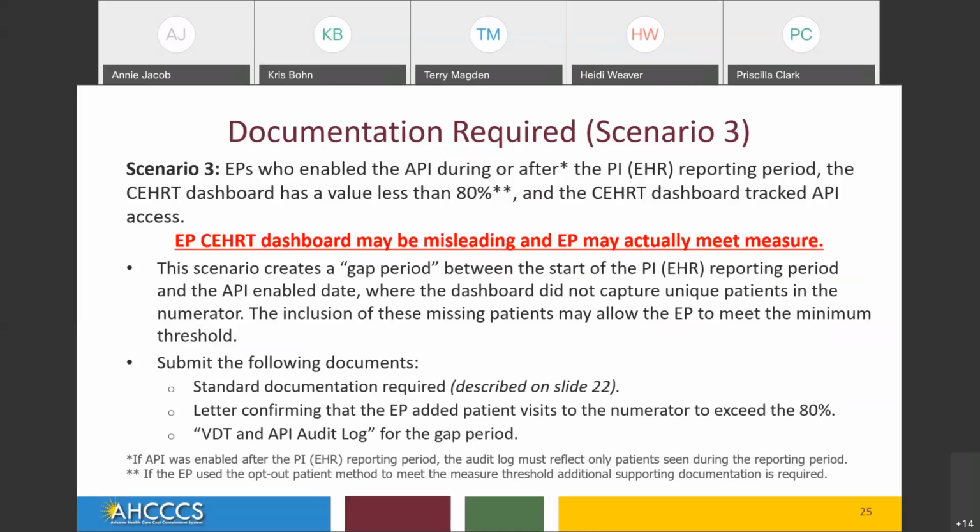EPs who fall into Scenario 3 must submit the following documents: the standard documentation as required and described on slide 22, a letter confirming that the EP added patient visits to the numerator to exceed the 80%, and a VDT and API audit log for the gap period. If API was enabled after the PI reporting period, the audit log must reflect only patients seen during the reporting period. If the EP used the opt-out patient method to meet the measure threshold, additional supporting documentation is required.